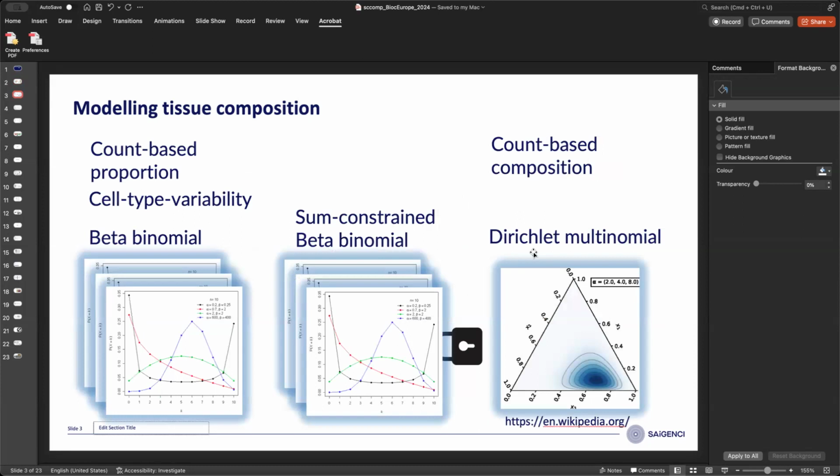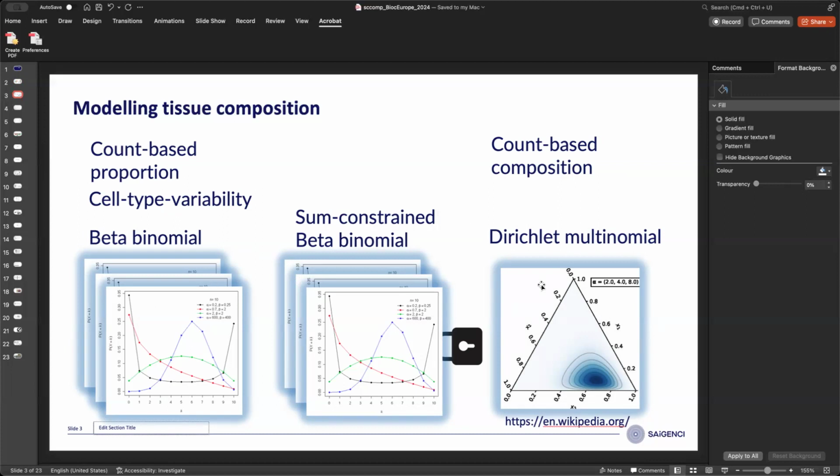Just to give some background, sccomp is based on a sum-constrained beta binomial distribution. So the beta binomial distribution is a distribution that works with counts and underlies proportions. And so it's pretty, I would say, optimal for this kind of data where you have cell counts that underlie proportional information. However, it's not compositional. So if you have 10 cell types, you can model this with 10 beta binomials, but the beta binomials do not inform each other in this sense.